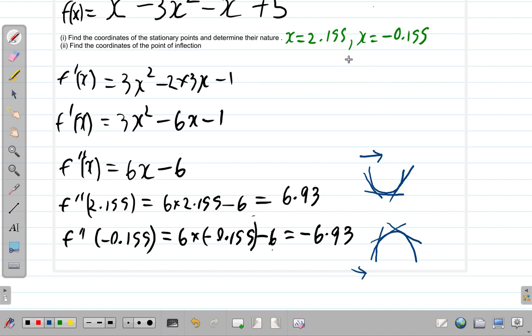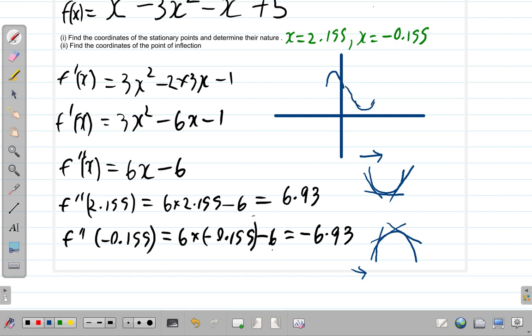Alright, so if I should have my graph, this is my y-axis and my x-axis. What this is suggesting is this. At negative 0.155, you have a curve like that. At positive 2.155, you have this happening.